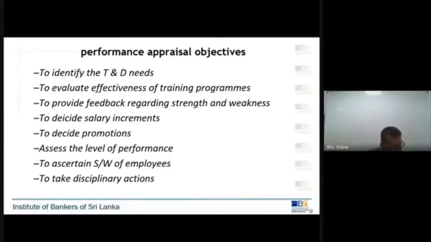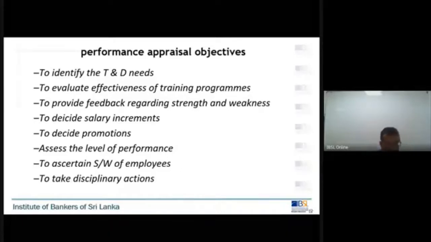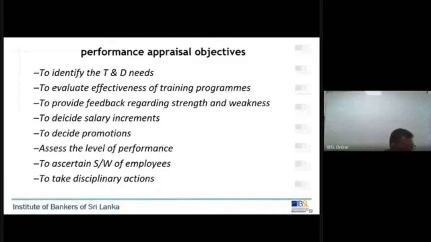You can do it for promotion, maybe transfers. Under disciplinary, you can transfer, and you can reward. Reward means increasing your salary, promotion and things like that. Okay, so now we are moving to the next part.